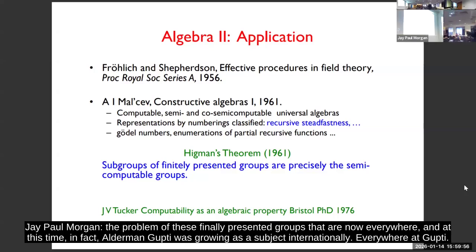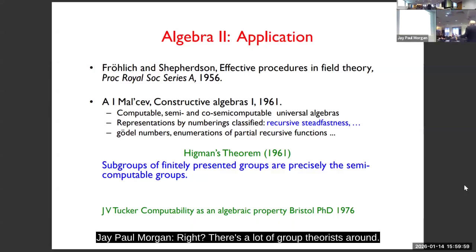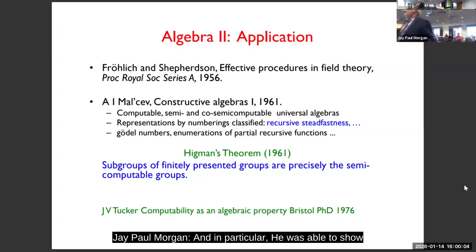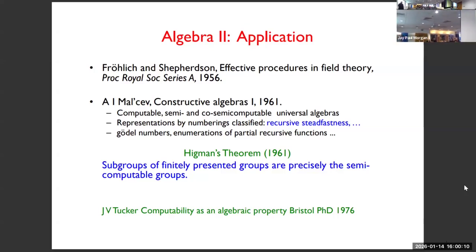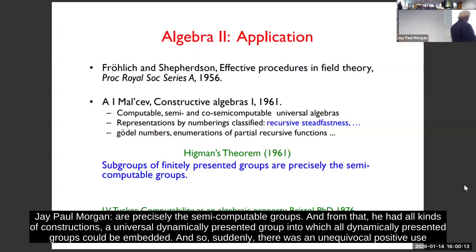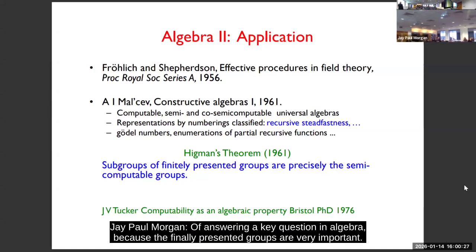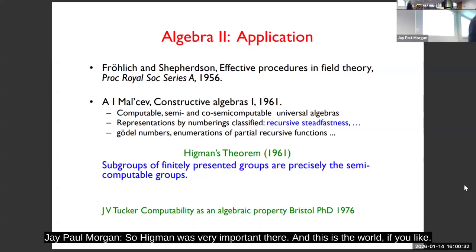And at this time, abstract algebra and group theory was growing as a subject internationally. Everywhere had group theory. There was a lot of group theorists around. And in particular, he was able to show that the subgroups of finitely presented groups are precisely the semi-computable groups. And from that, he had all kinds of constructions, a universal finitely presented group into which all finitely presented groups could be embedded. And so suddenly there was an unequivocal positive use of answering a key question in algebra, because the finitely presented groups are very important. So Higman was very important there.